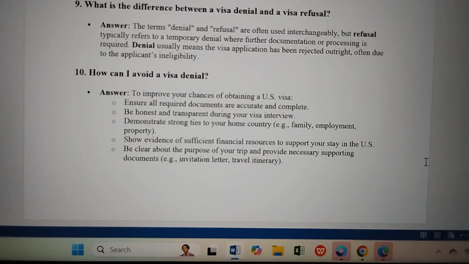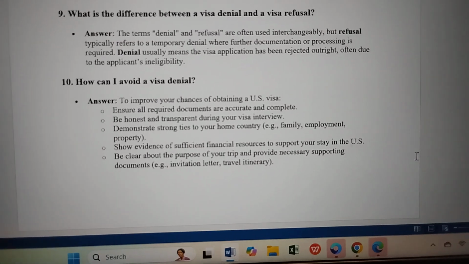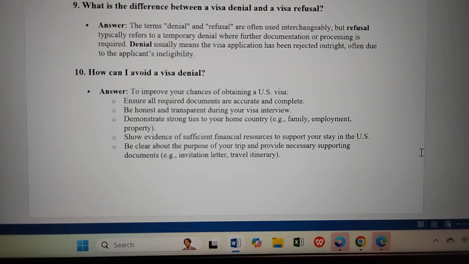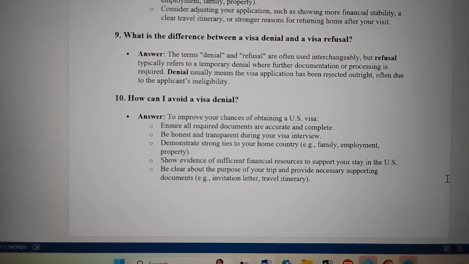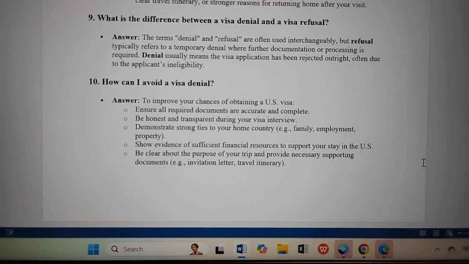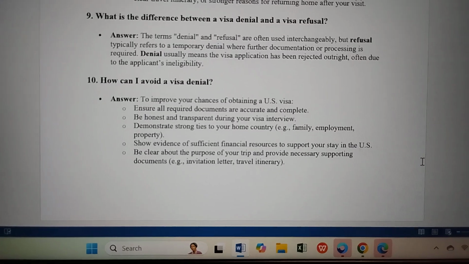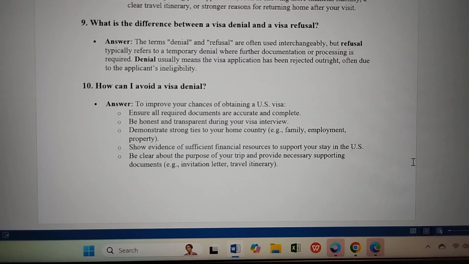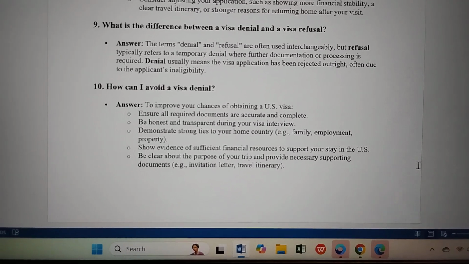for example family, such as having a marriage certificate, an employment certificate or employment letter if you are employed, then property deeds such as a land title deed, logbook for the car, or house deeds if you own houses. Show evidence of sufficient financial resources to support your stay in the US. You must be able to show that you have enough money to stay in the United States during your visit.